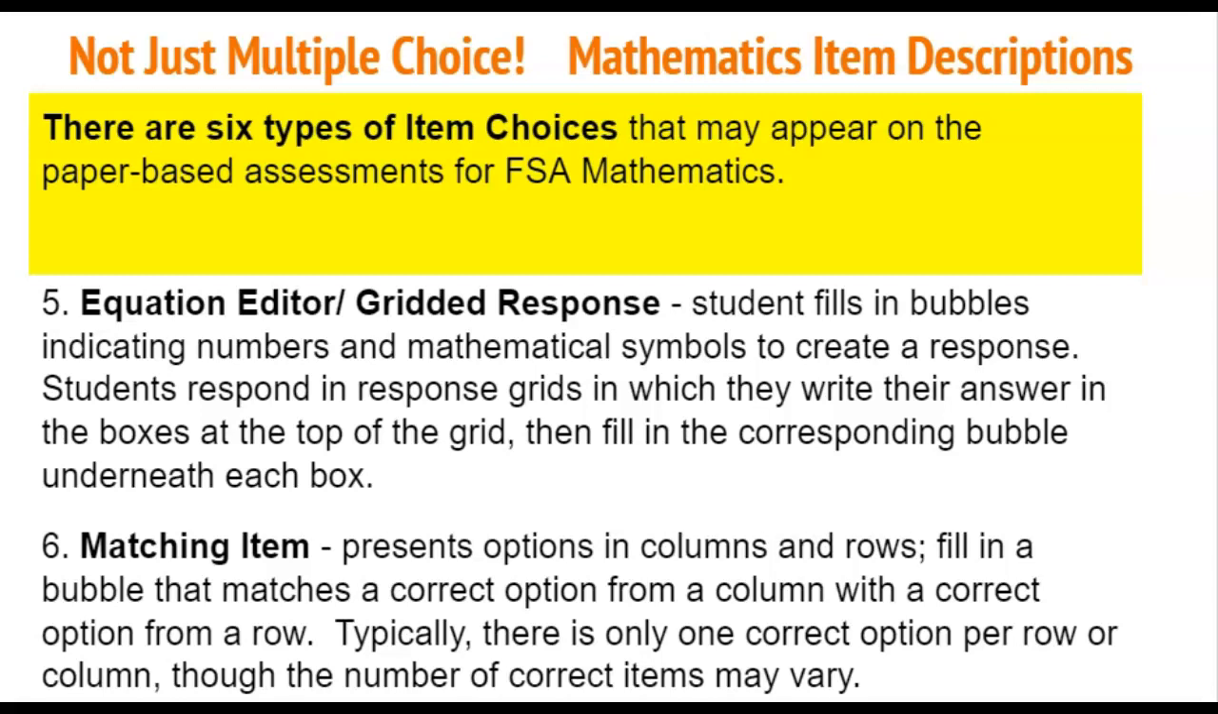Students are practicing answering gridded response item questions in class so that they will be proficient in time for the FSA tests. The final item type involves matching items, where students are presented with options in columns and rows. Fill in a bubble that matches the correct option with the correct option from the row. Typically, there's only one correct option per row or column, though the number of correct items may vary.